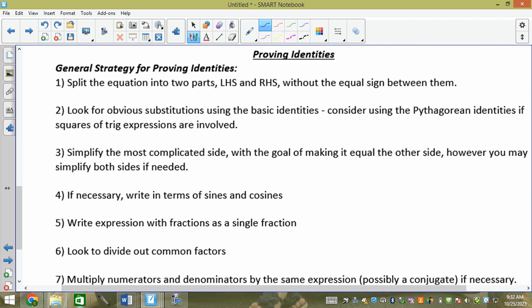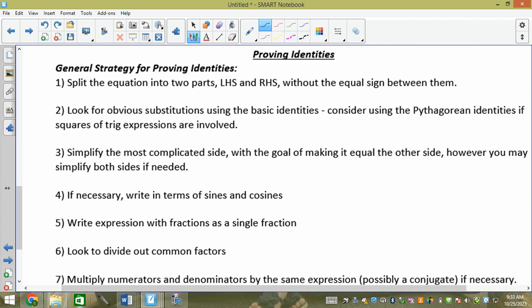So you split the equation into two parts, left-hand side, right-hand side, without the equation sign between them. Look for obvious substitutions using basic identities. So consider using the Pythagorean theorem identities. So cos squared could get replaced as 1 minus sine squared, and sine squared could be replaced as 1 minus cos squared. People who do really well on proofs are the people who know what formulas are on their formula sheets.